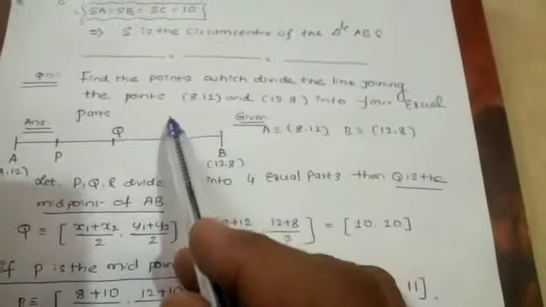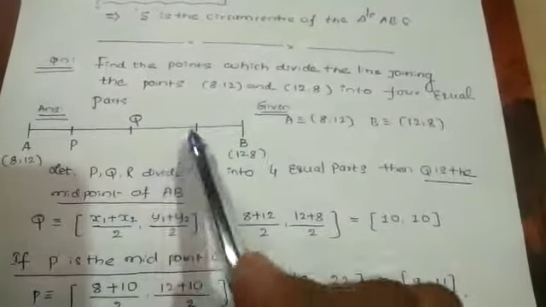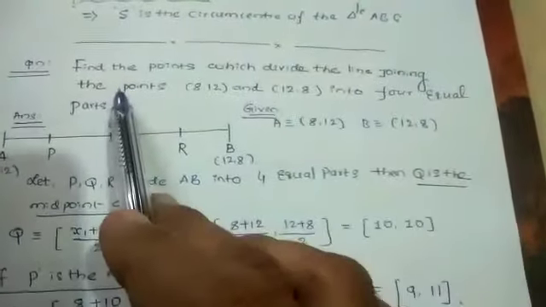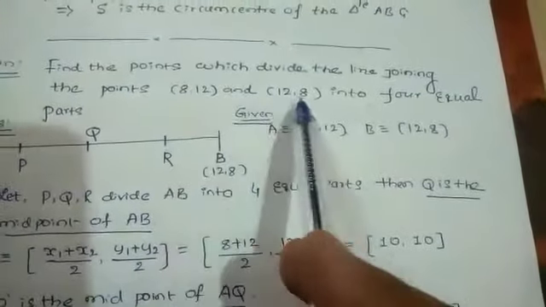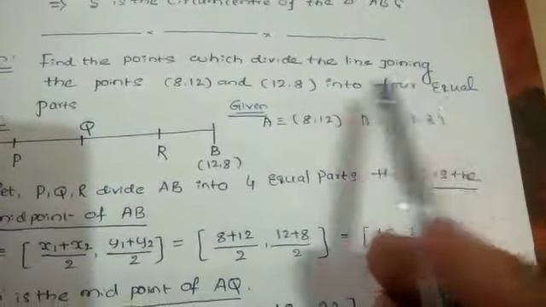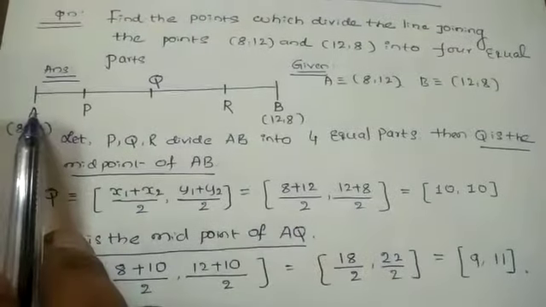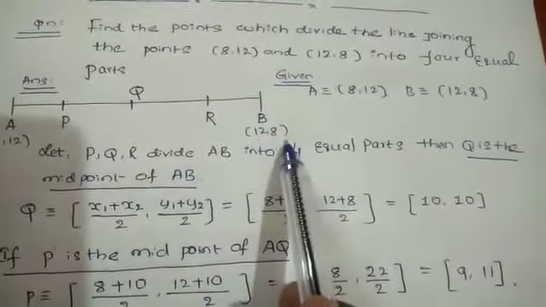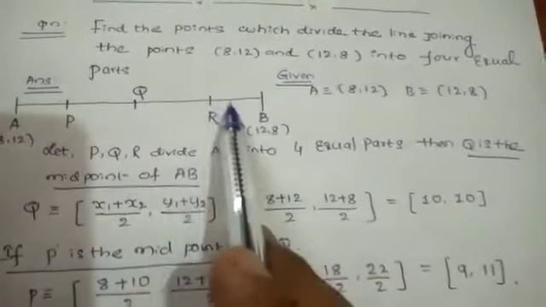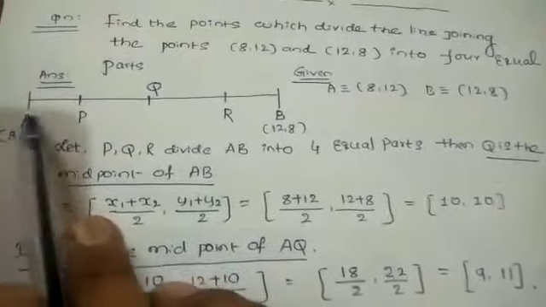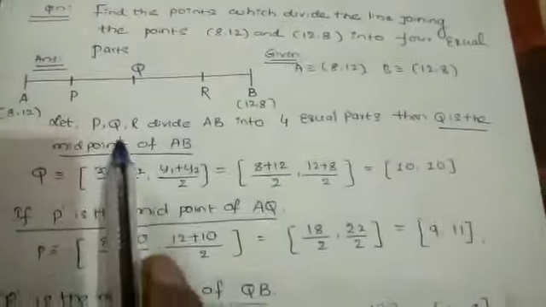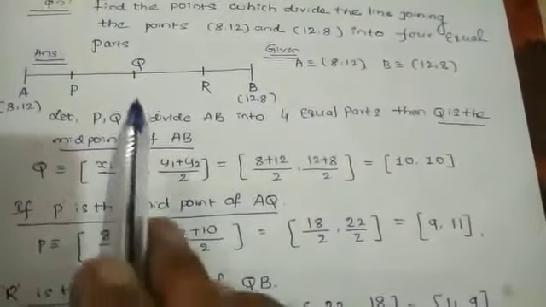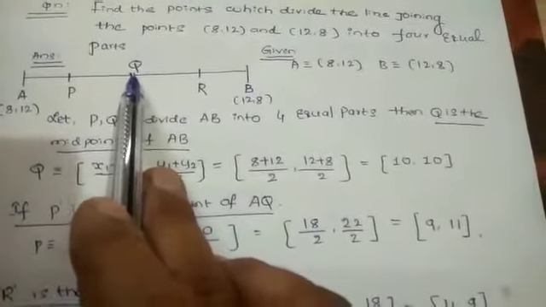Next, consider the examples on midpoint formula. Find the points which divide the line joining the points (8, 12) and (12, 8) into 4 equal parts. Here the coordinates of the point A (8, 12) and B having the coordinates (12, 8) are given. So here we have to find the 4 equal parts of this line. Okay, by considering A and B, by applying the midpoint formula, we will get the Q coordinates.